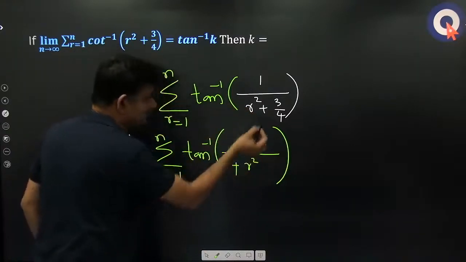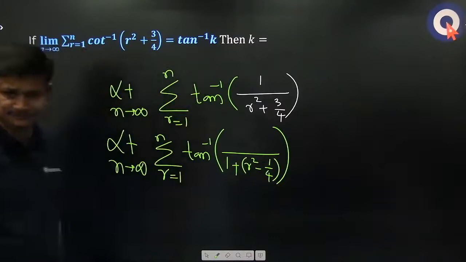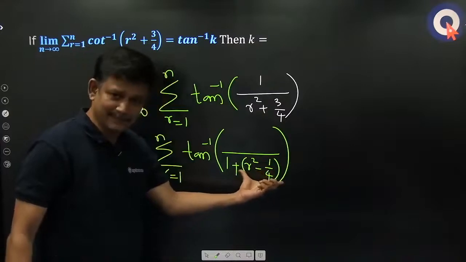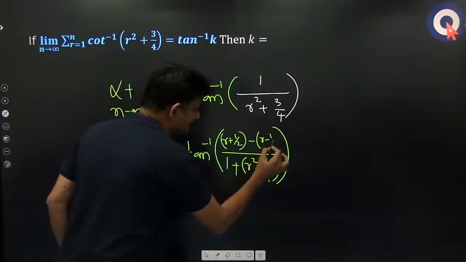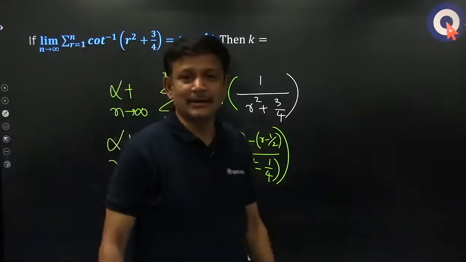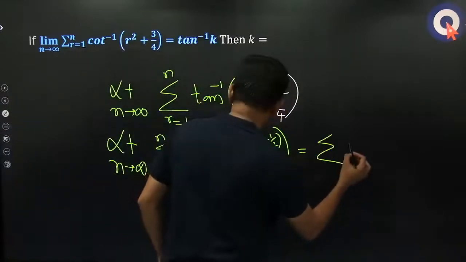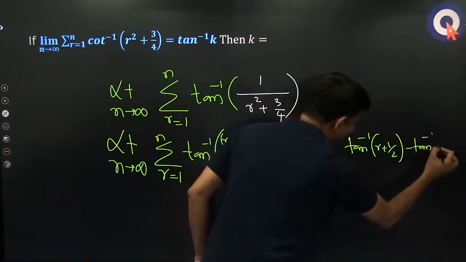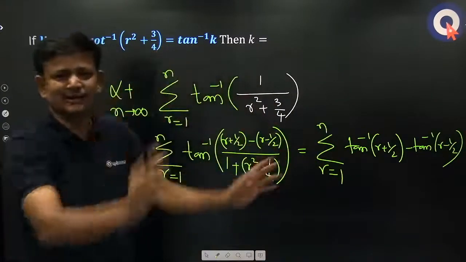R square is there, 3 by 4, 1 minus 1 by 4. So this is R minus 1 by 4. And this is 1 plus AB for me. So what are the factors? I can happily see R minus half and R plus half. So numerator I should see it as A minus B. Now it is tan inverse A minus B by 1 plus AB, which is happily sigma tan inverse R plus half minus tan inverse R minus half. R ranging from 1 to n, n tending to infinity will come in the last.